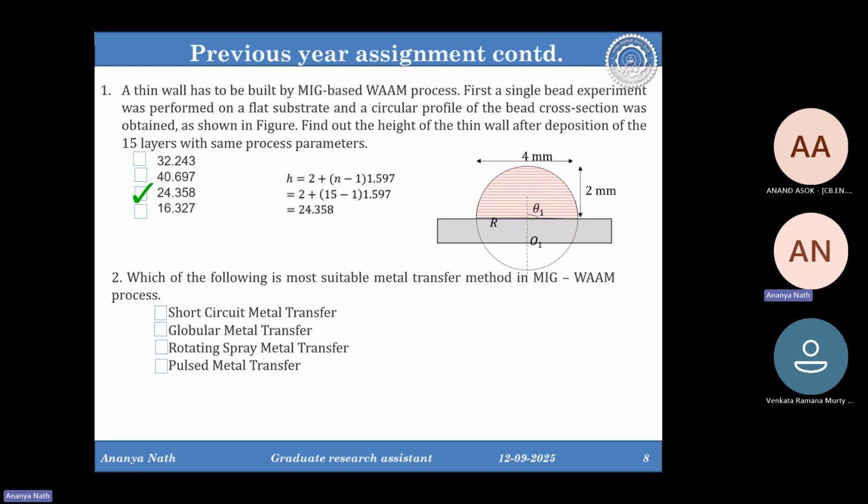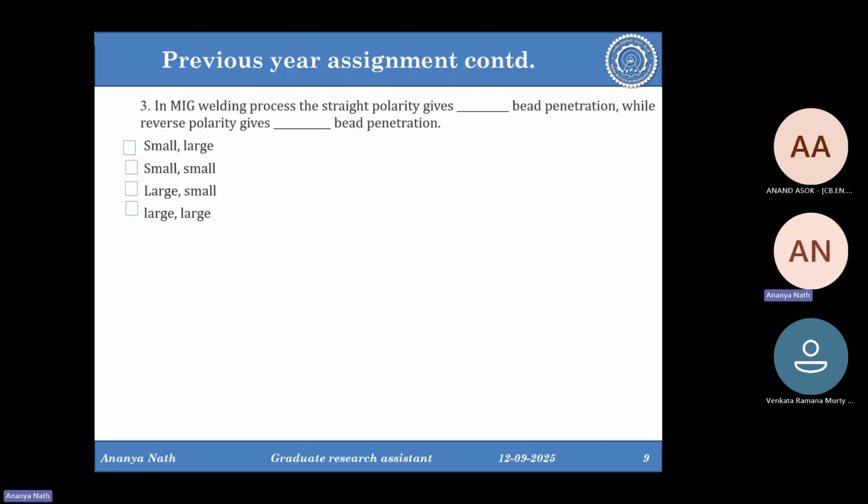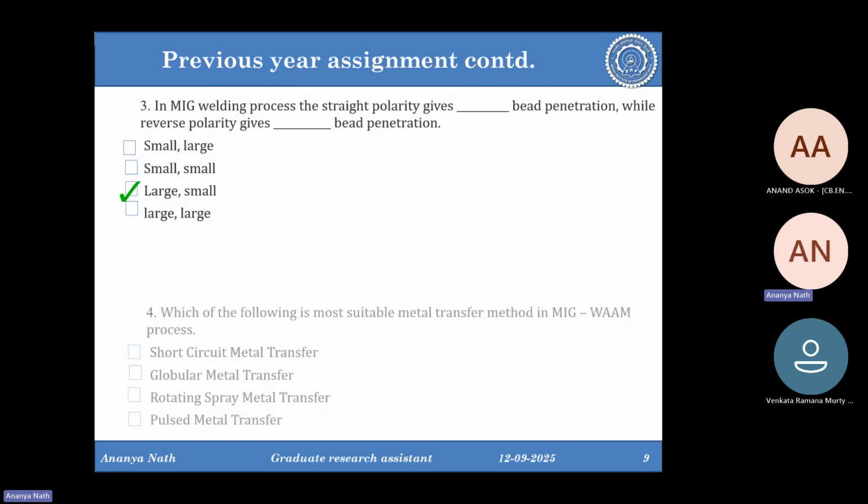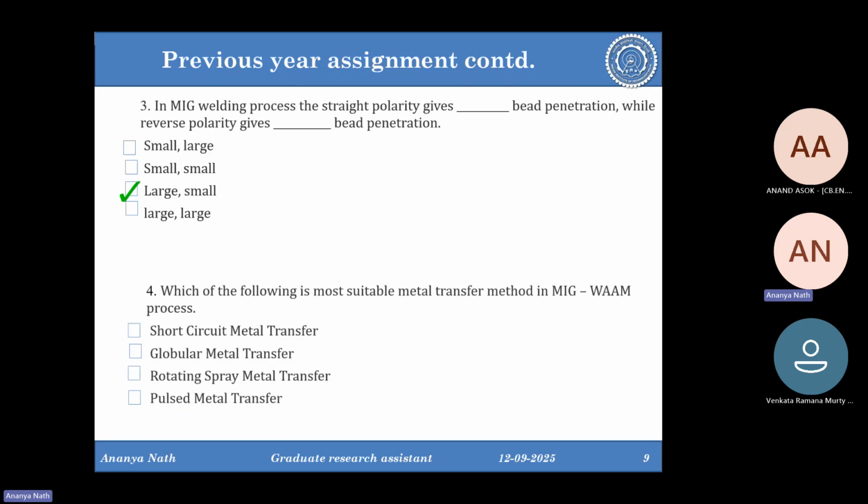Which of the following is the most suitable metal transfer method in MIG? It is the pulsed metal transfer. In MIG welding process, the straight polarity gives large bead penetration while reverse polarity gives smaller penetration. Quick guesses. Straight polarity gives large penetration whereas reverse polarity gives smaller penetration because we are lowering down the power there.